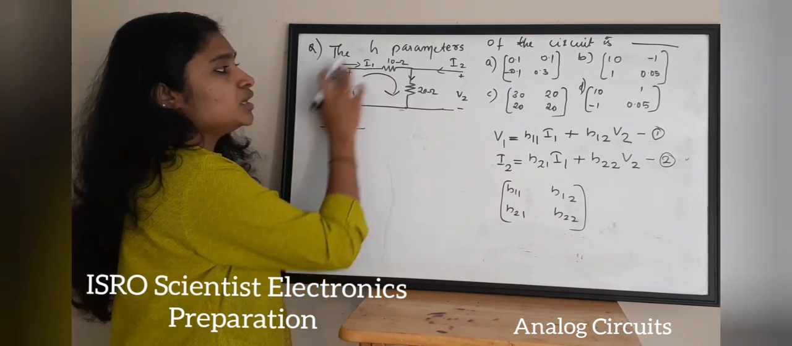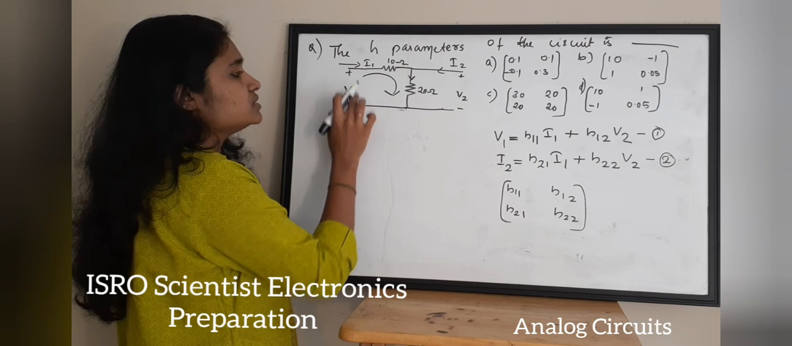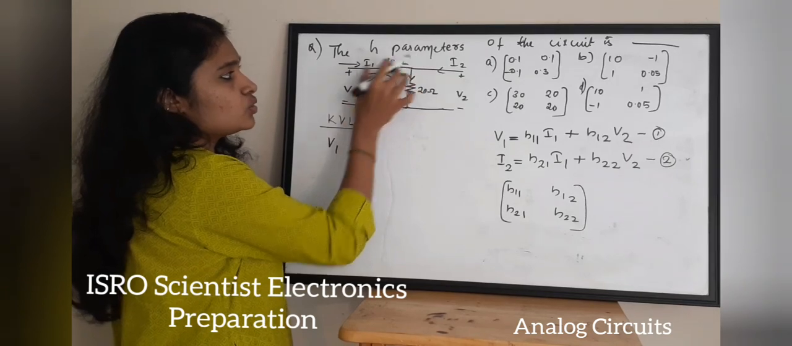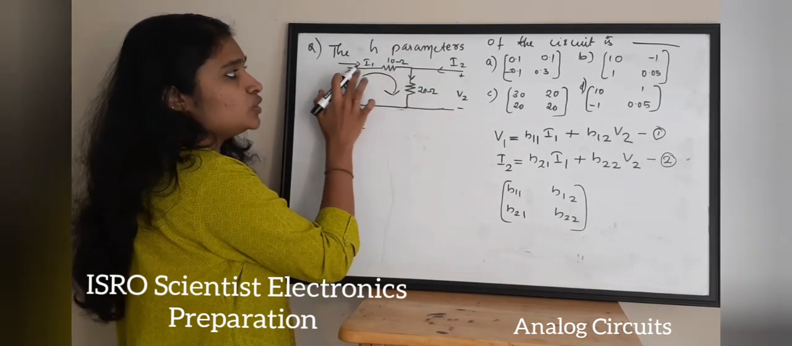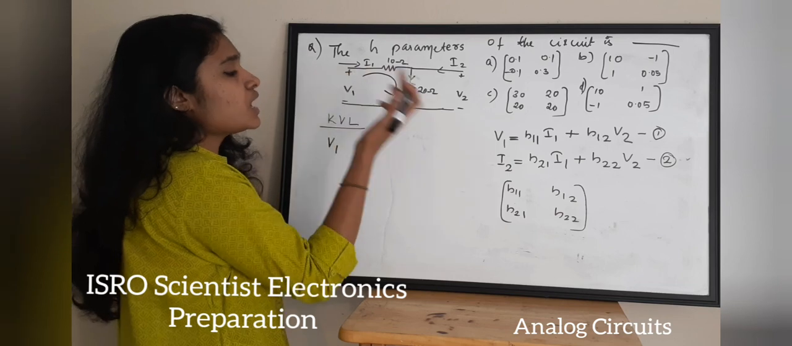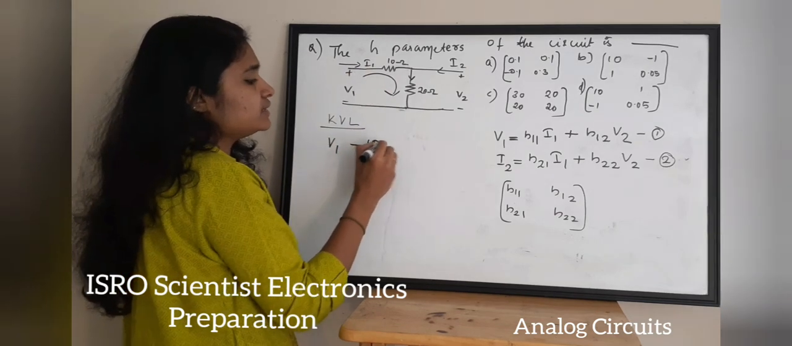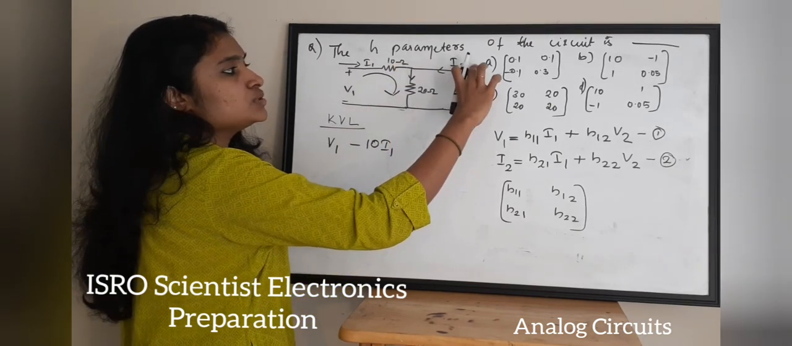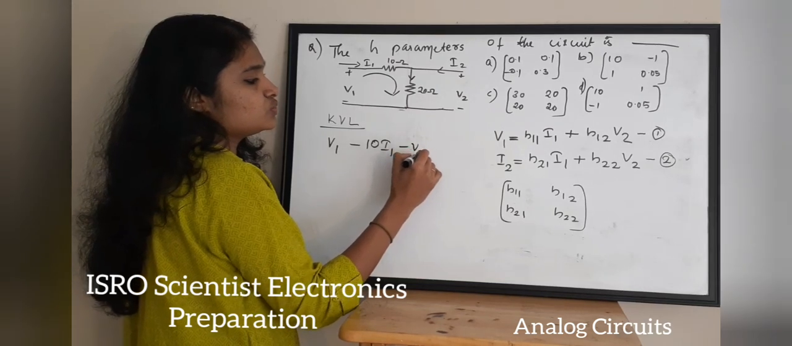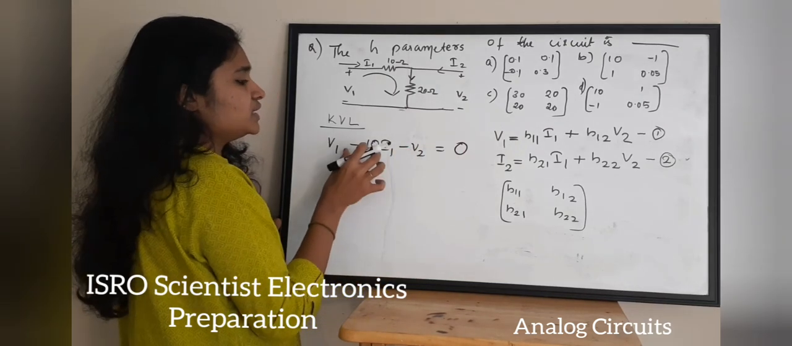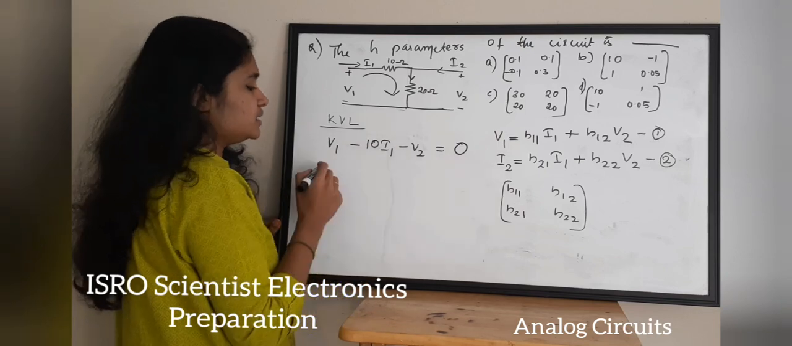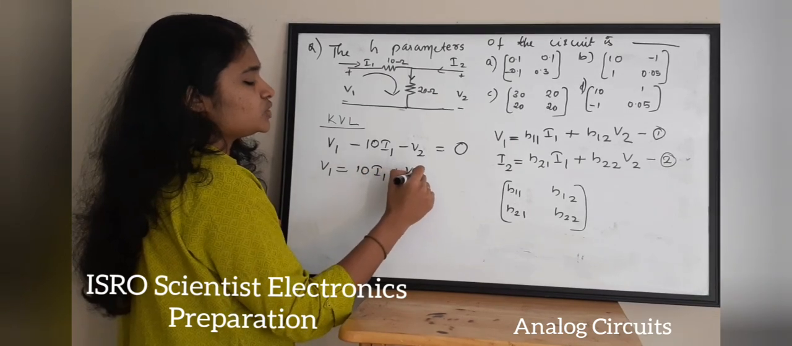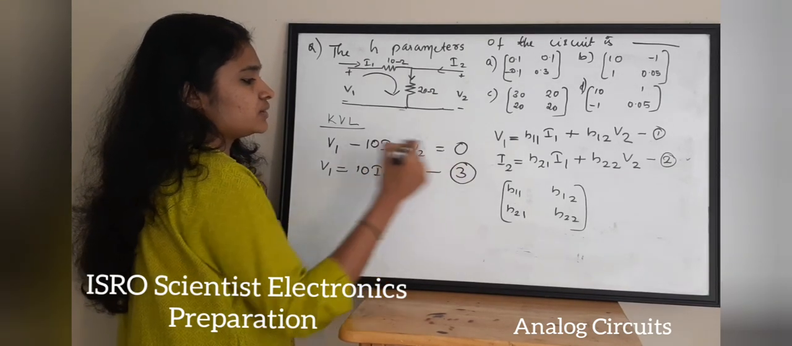KVL in my input port. So I'll get this V1. Then the voltage across this 10 ohm resistor is resistor value times the current flowing through it. The current flowing is I1, so it is minus 10 I1. Then here, you know that this voltage is equal to your V2, so minus V2 is equal to 0. Taking these two terms to the other side, V1 is equal to 10 I1 plus V2. Mark this as your equation number 3.